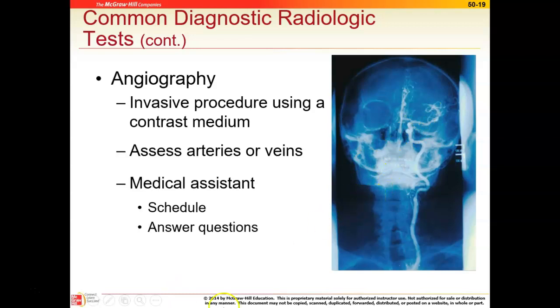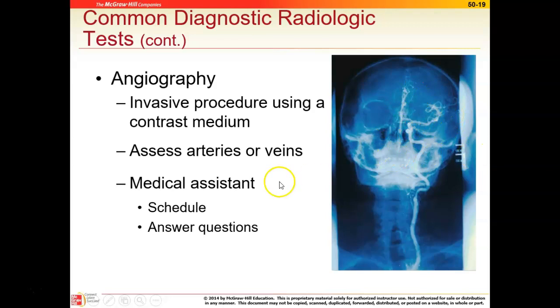All right, so the next one we have here is called an angiography. And so angio means vessel. This is an invasive procedure with a contrast medium. You can see here, this is the carotid artery. You can see how the dye has gone up through the carotid up into the cerebrum.